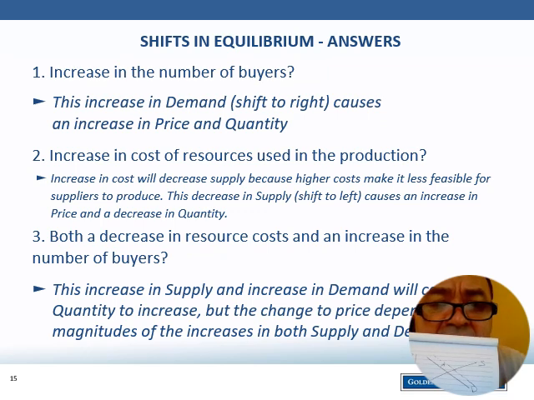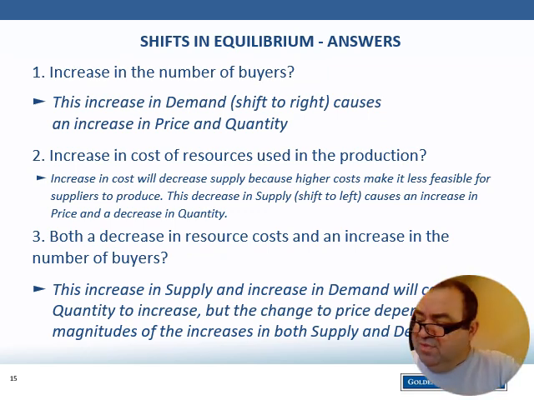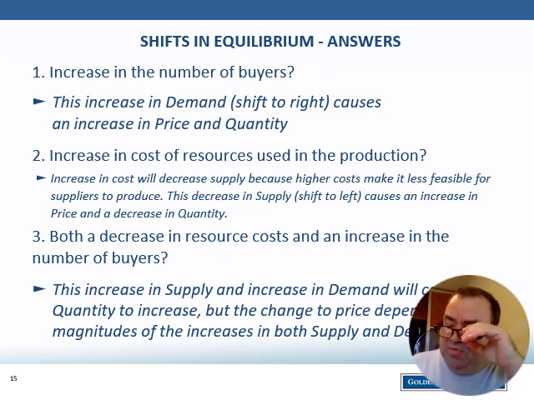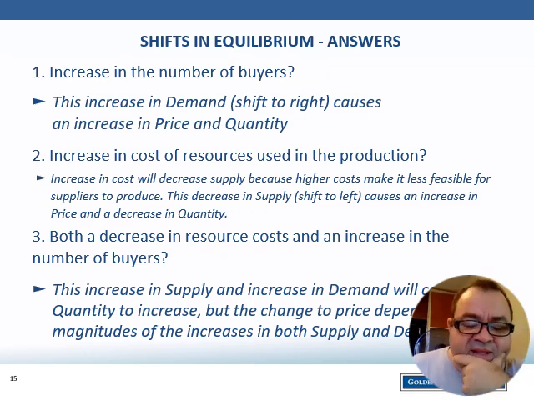As you can see, what that's causing is an increase in price and an increase in quantity, because the equilibrium is set at a higher price and at a higher quantity.